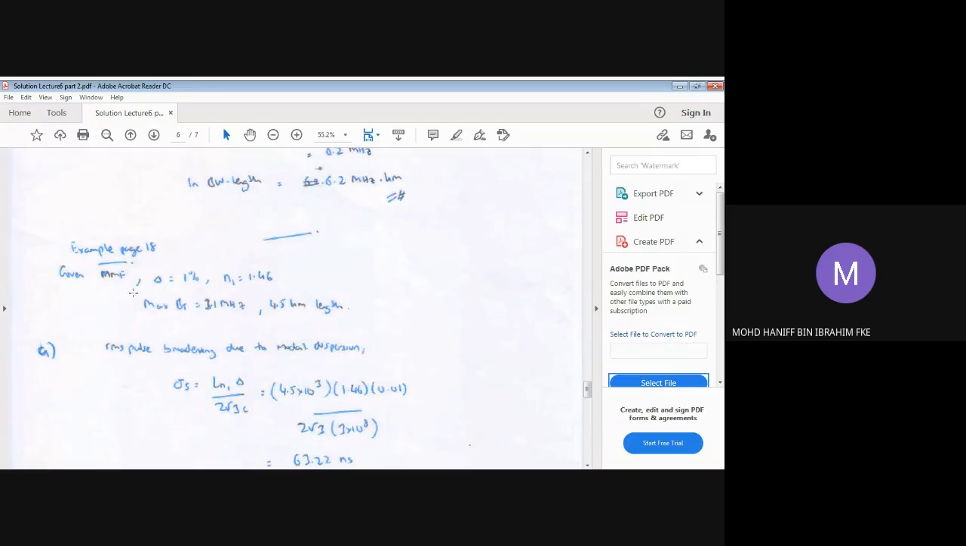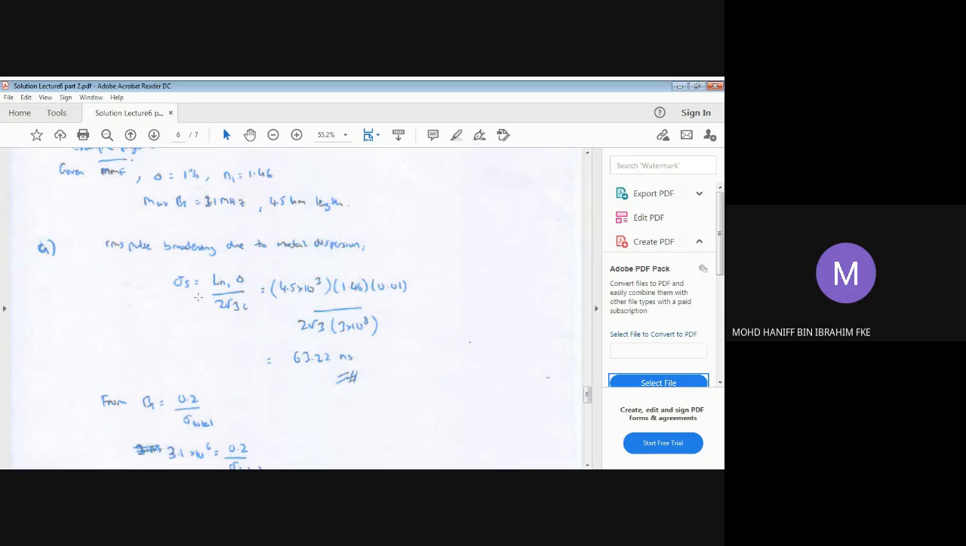We have this information: multimode fiber, delta is 1% or 0.01, core index is 1.46, bit rate is 3.1 megahertz, and the length is 4.5 kilometers. From these equations, we can calculate the RMS path broadening due to modal dispersion, or intermodal dispersion. Since delta and n1 are given, we get 63.22 nanoseconds, yeah? This is the total dispersion due to modal or intermodal dispersion.